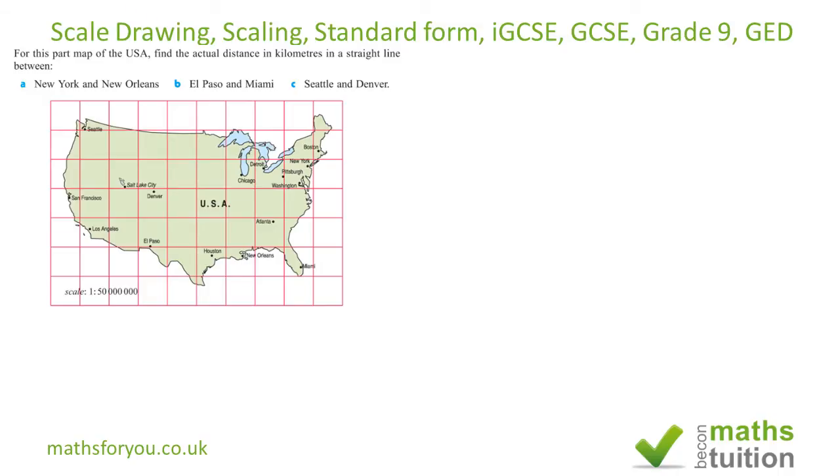Now, it's been sent to me by T, and essentially we're supposed to find the distance between two towns or cities in the United States, from New York to New Orleans, and from El Paso to Miami, and from Seattle to Denver. But because I don't want to do your homework for you, I'm going to do from New York to El Paso. That's from there to there. But the method is the same. It doesn't matter if you do go from New York to New Orleans, or from El Paso to Miami, or from Seattle to Denver.